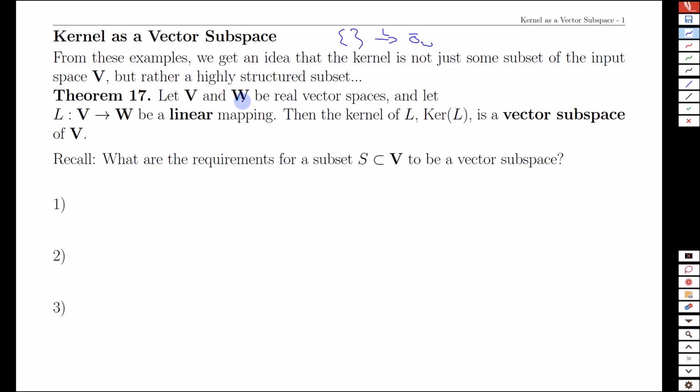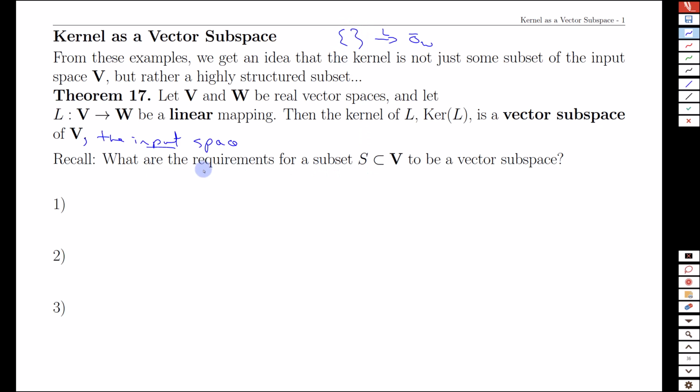Imagine V and W are two real vector spaces. Then the kernel is going to be a vector subspace of V, of the input space. So that's a key. The input space. So all the inputs that map to 0. This is what we're interested in.